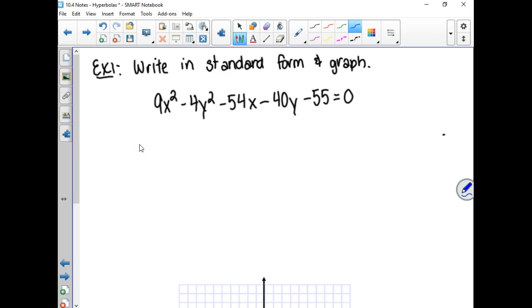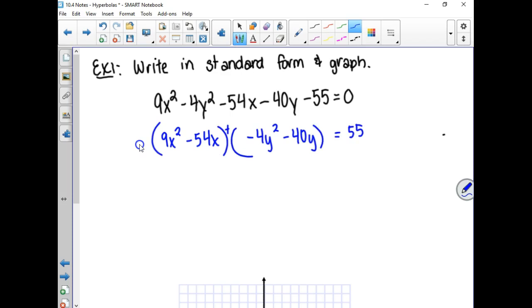So whenever we have an equation like this, we're going to have 9x squared minus 54x minus 4y squared minus 40y. And then I'm going to move that 55 over to the other side. So you're going to complete the square and solve this just like you would for an ellipse. The only difference is whenever you get here to this, you want to factor out a negative instead of just a positive number.